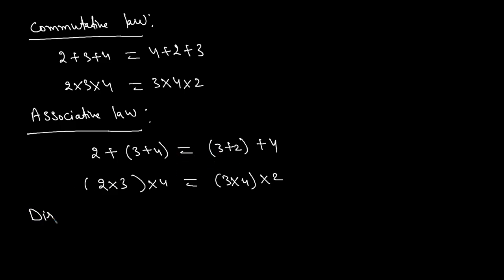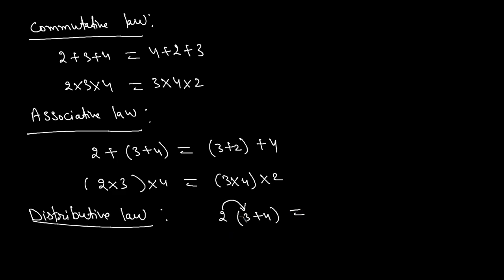The third one is the distributive law. It says when a grouped sum or a difference is being multiplied or divided, you may distribute the multiplication or the division. For example, I've got 2 multiplied by the group (3 plus 4). We group a sum being multiplied by 2, so we distribute this 2 over these sums. 2 will be distributed to 3 first, so 2 times 3 is 6. Then 2 is distributed to 4, so 2 times 4 is 8.